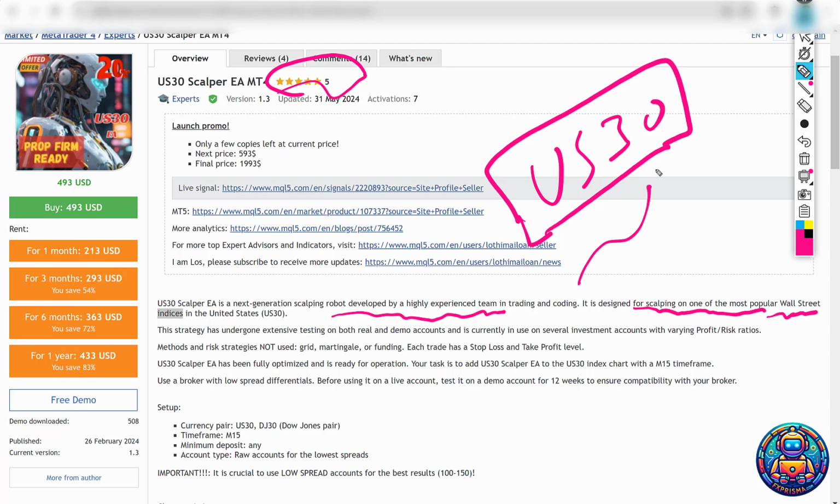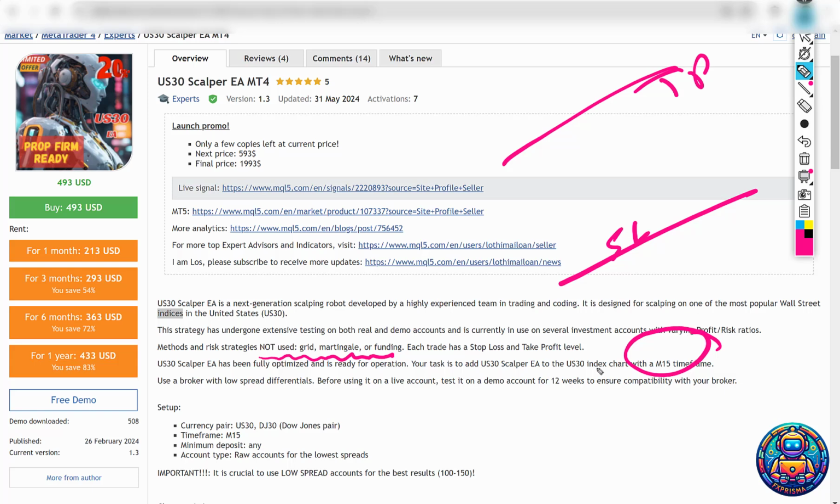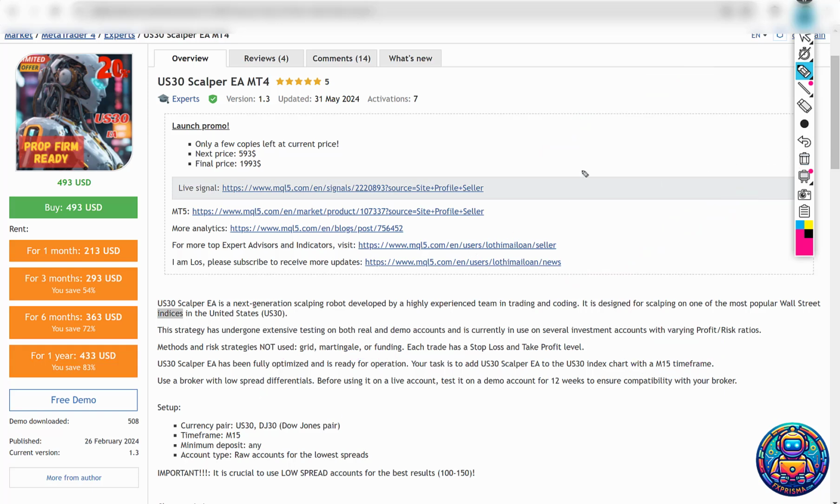So this strategy is tested in both real and demo accounts, and currently varies in profit and risk ratio. The method is safe, it is safe to say. We don't have any grid or martingale usage, and each trade is protected by stop loss and take profit. Now, what you do is just drag the EA onto the M15 time frame, and the important thing is the broker. This EA is sensitive to the broker because it is a highly fast scalper.